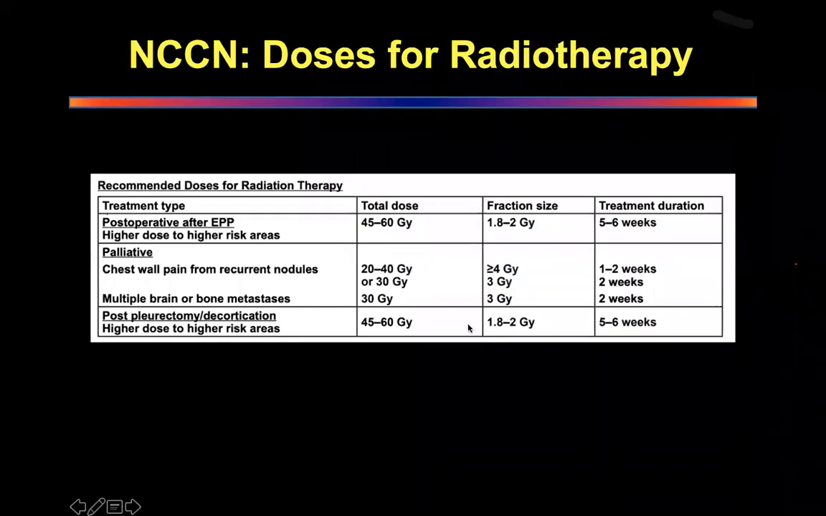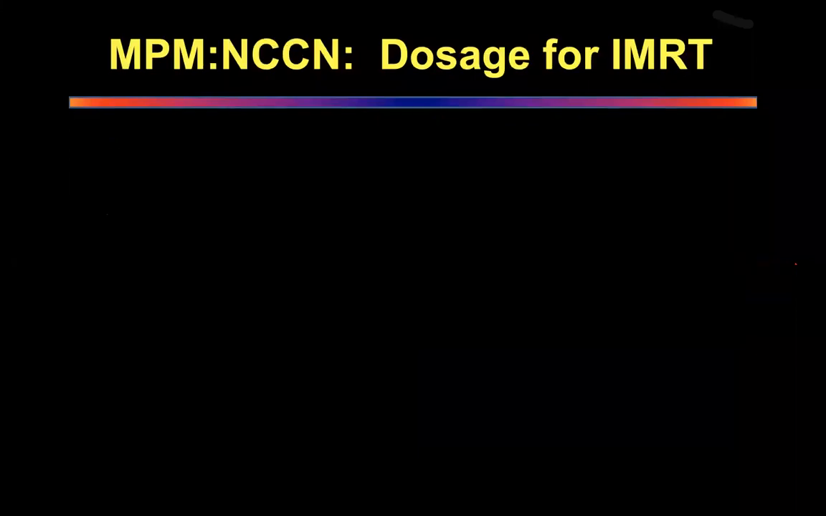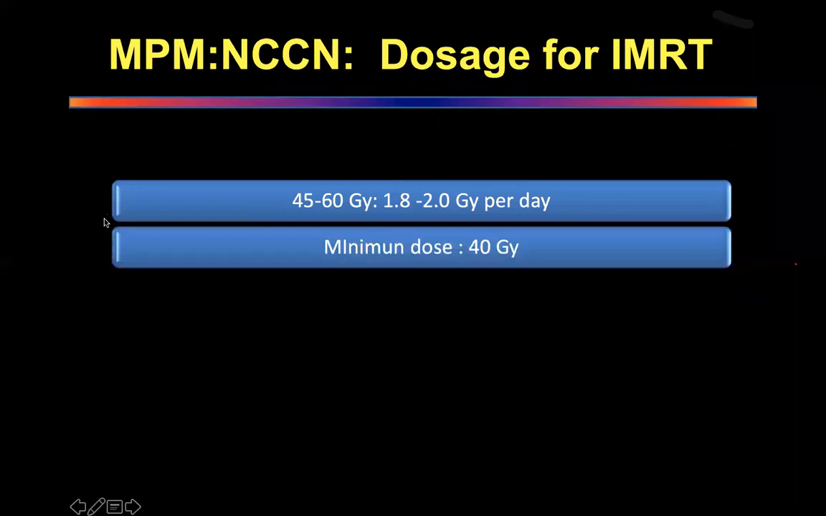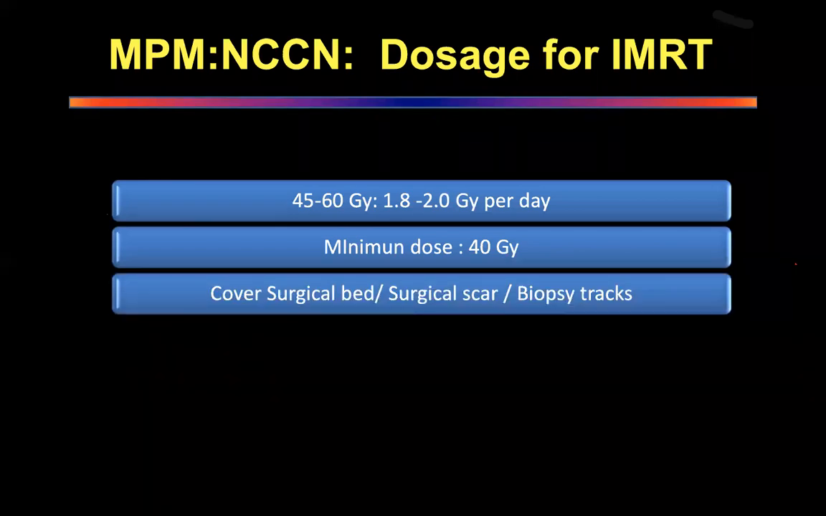So this is one of the last slides. You've got to look at what is the dose of radiation. There are various doses depending on the situation. So let's just quickly talk about it. A normal dose of radiotherapy is 45 to 60, maximum is 60, given in 1.8 to 2 grays per day. Minimum dose should be 40. You should not go below 40, otherwise you will not get the benefit of the radiotherapy.